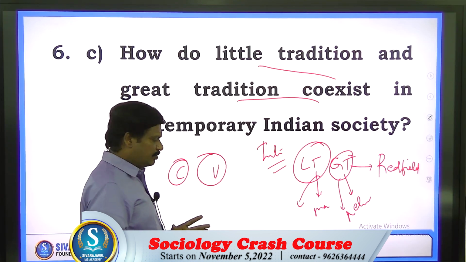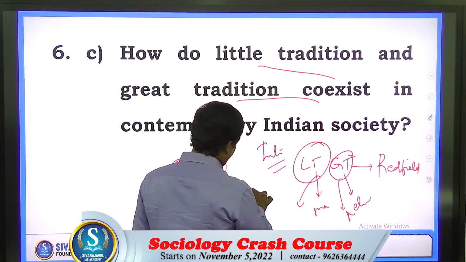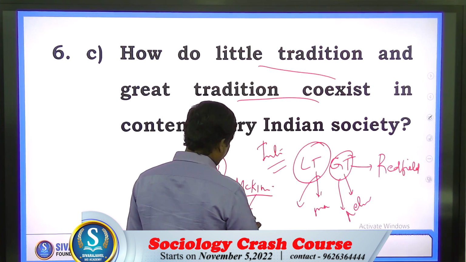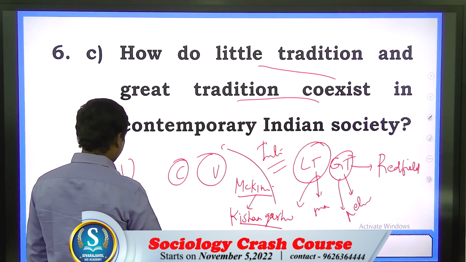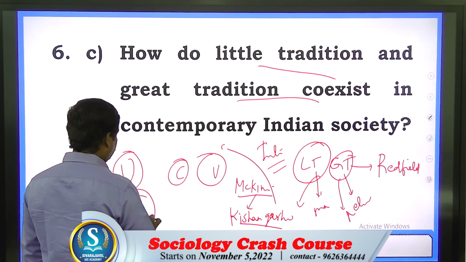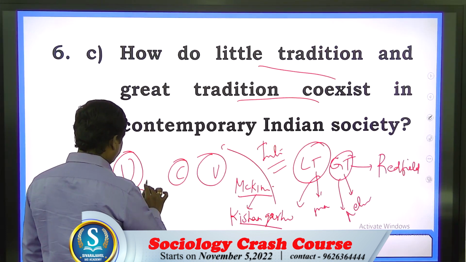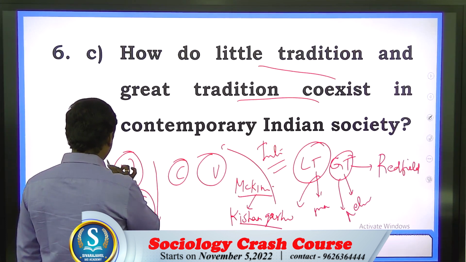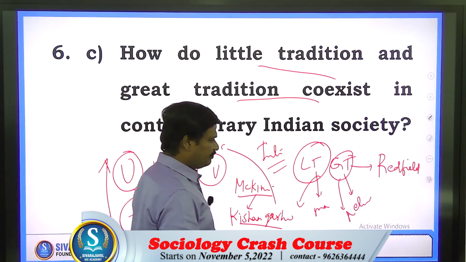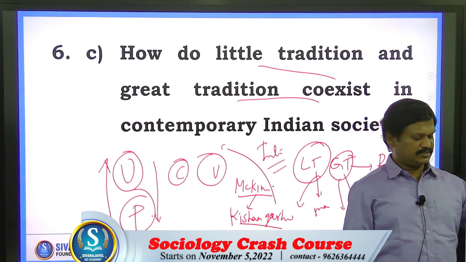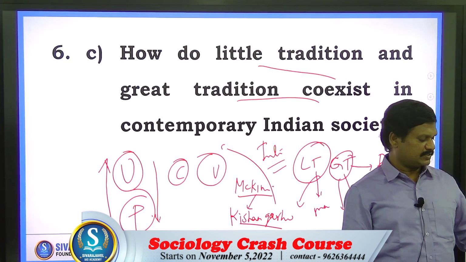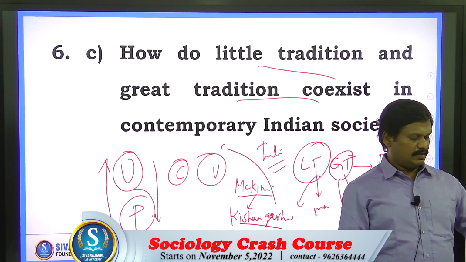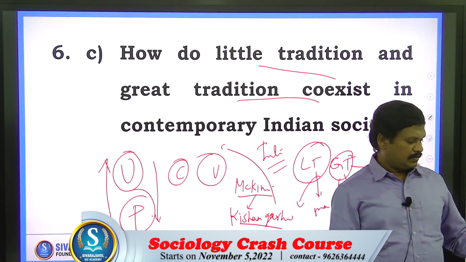They are isolated communities. But McKim Marriott, in a study of Kishan Garhi village, wrote about universalization and parochialization. So, great tradition elements are present in the little tradition, and little tradition elements are present in the great tradition. There is a coexistence of little tradition and great tradition. In a study of Kishan Garhi village, McKim Marriott found that there is the worship, what worship? Saurathi worship.